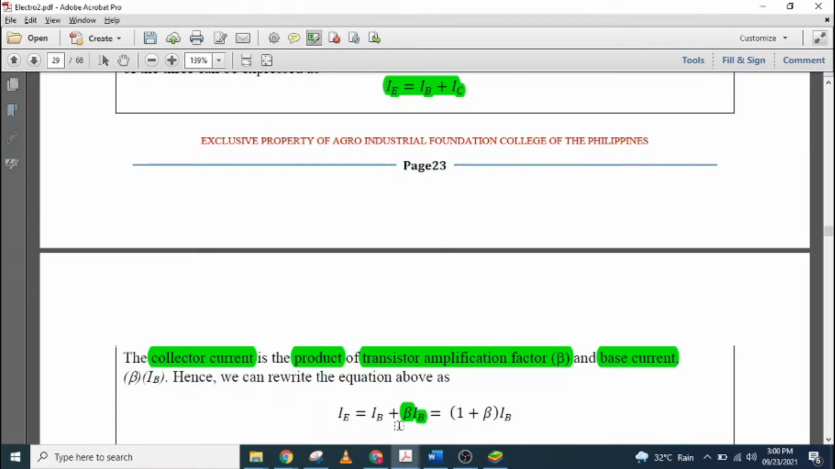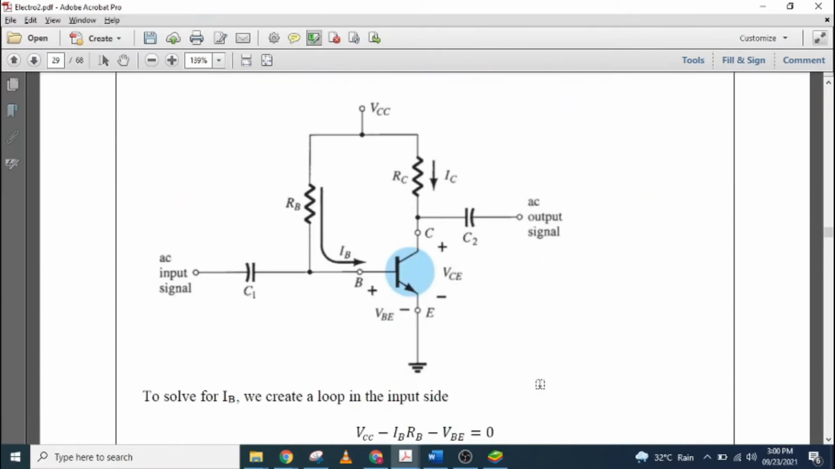Further simplifying this equation, we take out IB, the base current, then the quantity 1 plus beta times IB will be the value of our IE. So, take note of these equations. We will use them later.